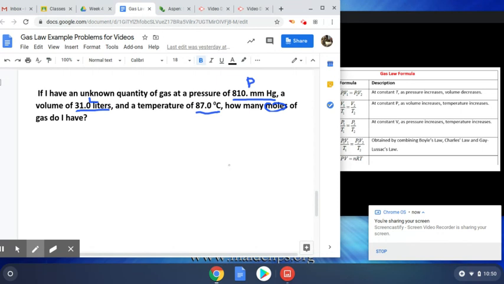Now, just because this is the ideal gas law doesn't mean that changes the Kelvin rule. So you do need to add 273 to this, which will give you 360 Kelvin. All of the gas laws require Kelvin.